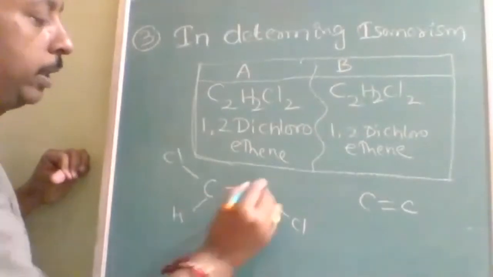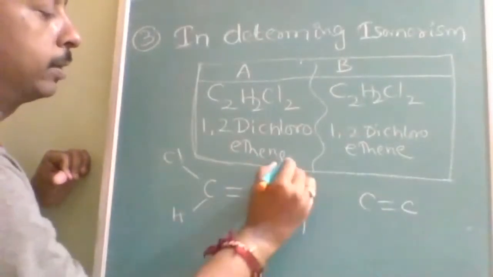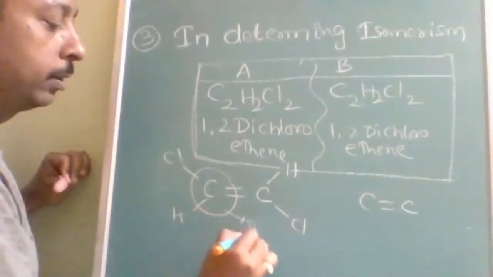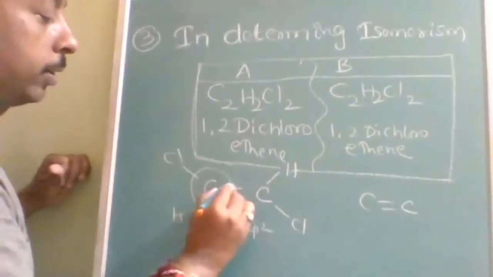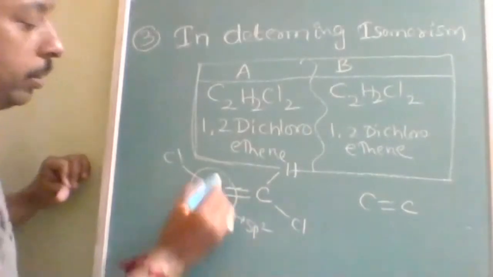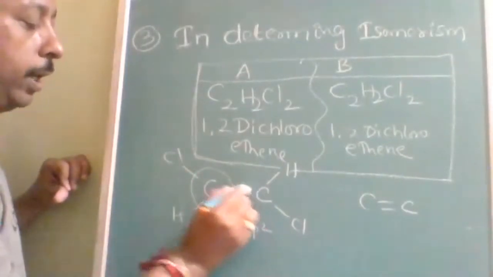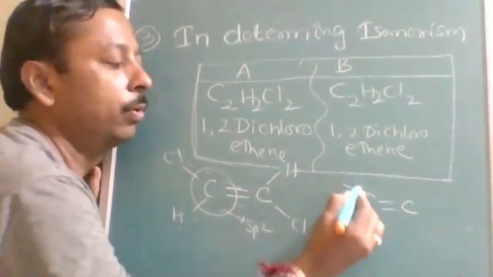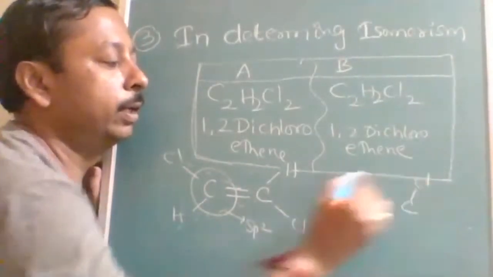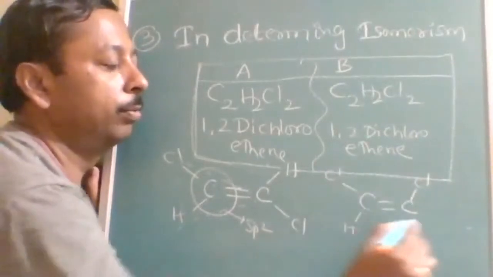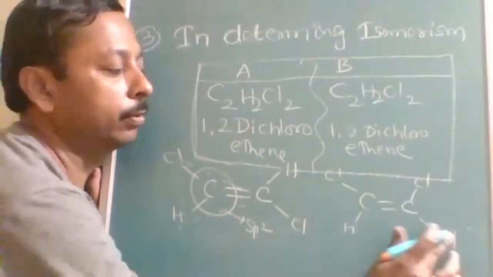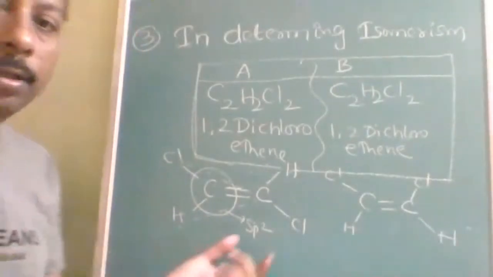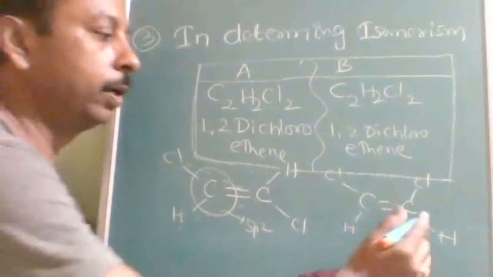Already we have studied that it is sp2 hybridized. Double bond is there, that means it is sp2 hybridized, so triangular planar. See, this is triangular planar, and this is triangular planar. Now this will be written. It is also 1,2-dichloroethene only. Is this understood?